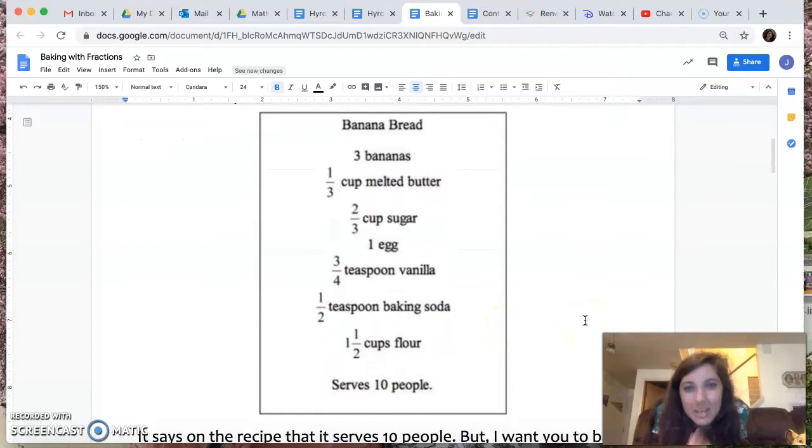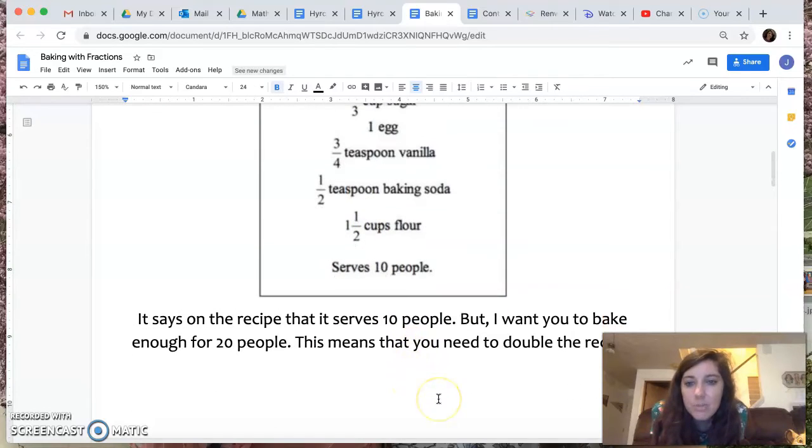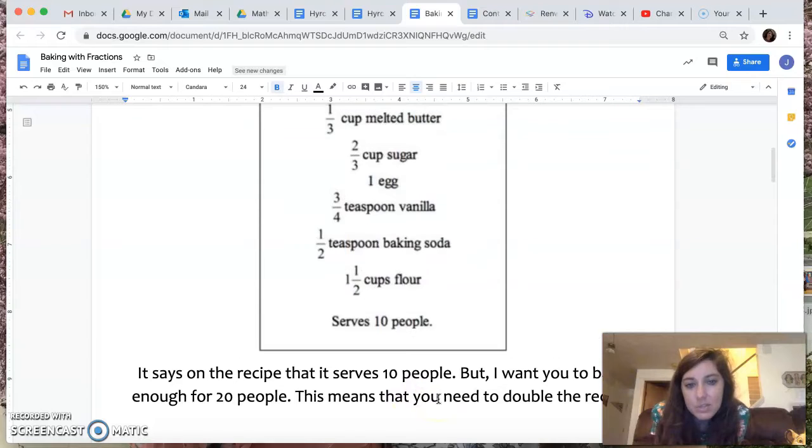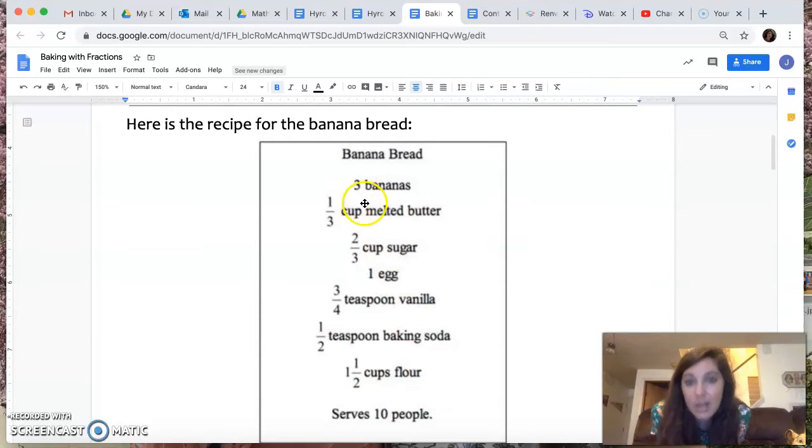So, for the banana bread recipe, I give you the recipe here. So, we have some fractions in here, as you can see, some mixed numbers, and it says that it serves 10 people, but I want you to bake enough for 20 people. So this means you have to double the recipe, which means that you're going to add everything by itself, or you can try multiplying by 2.